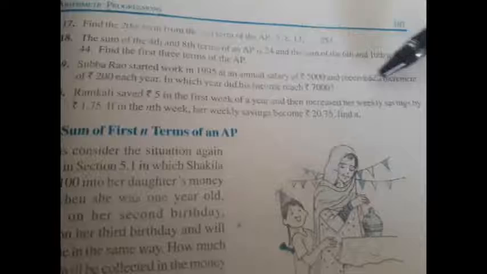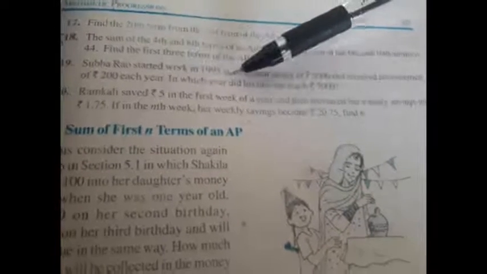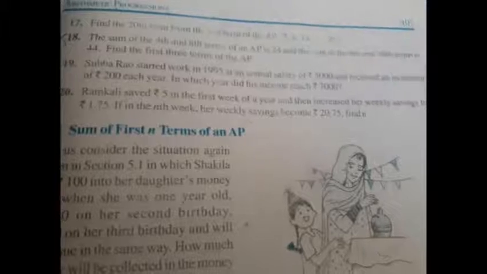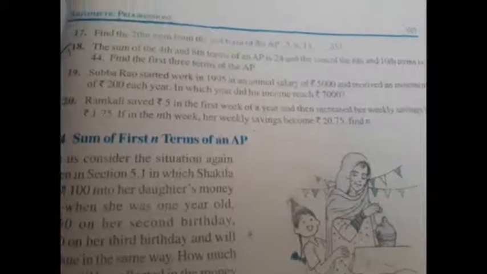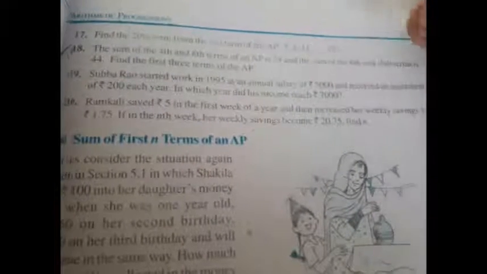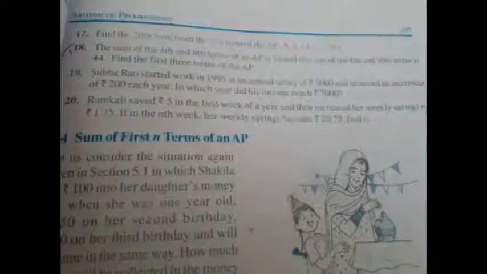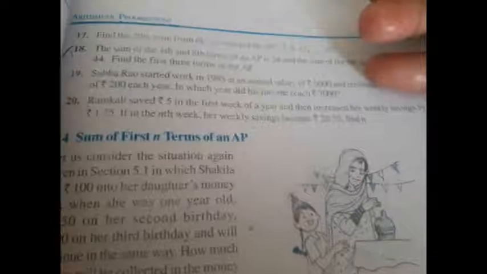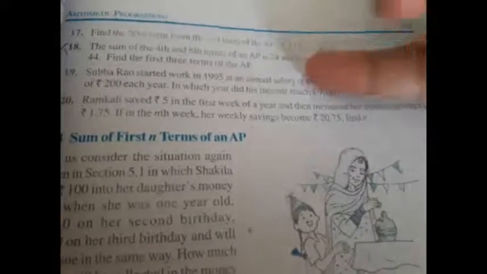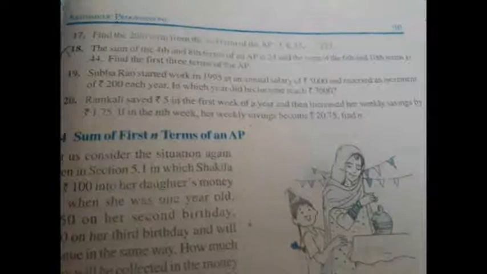Subbarao started work in 1995 at an annual salary of rupees 5,000 and received an increment of rupees 200 each year. In which year did his income reach rupees 7,000? Hope you understood the question. A is 5,000 and common difference: every year he got an increment of 200 rupees. So D is going to be 200. In which year did his income reach 7,000? So An is 7,000. So A is 5,000, D is 200, An is 7,000. You need to find what is your n.